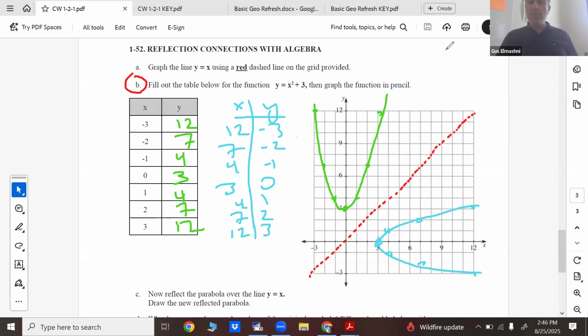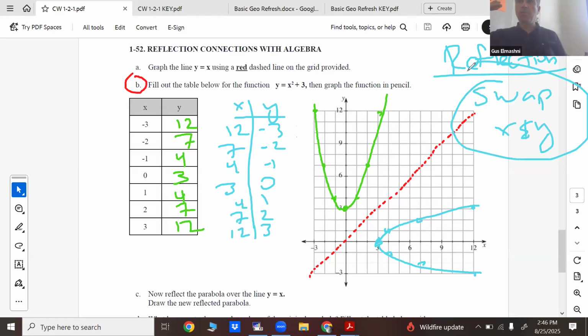What this tells me is that when there's a reflection, this is the observation we make. We'll talk more about other shifts and transformations down the road. When there's reflection, how are X and Y related? What do you do to X and Y? You swap them. You switch them. That's it. A swap will create a reflection. 100%. And I think that pretty much covers it.